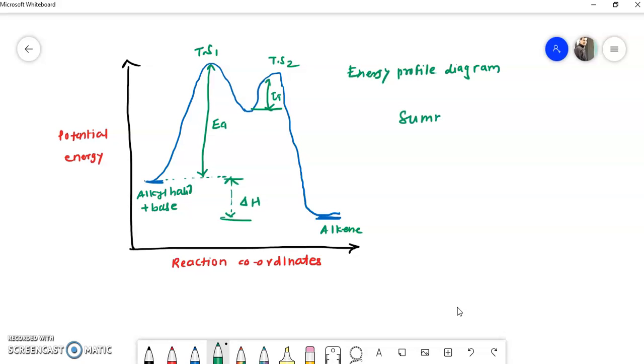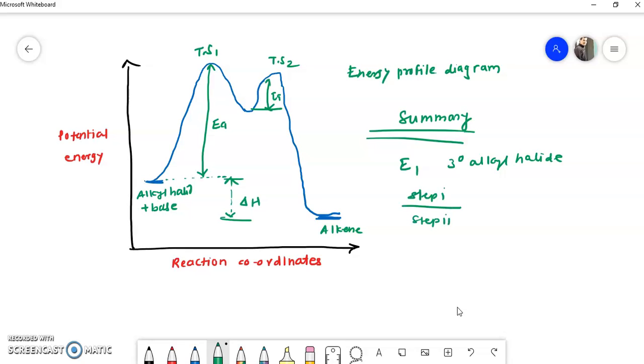So in summary, in today's lecture we have seen what an E1 elimination reaction is. Remember, it is carried out when a tertiary alkyl halide is the starting material, and this reaction goes via two steps. Step 1, there is formation of a carbocation intermediate. Step 2, there is abstraction of beta hydrogen to form the product, that is alkene. So here this is the energy profile diagram. So this is all about E1 elimination.